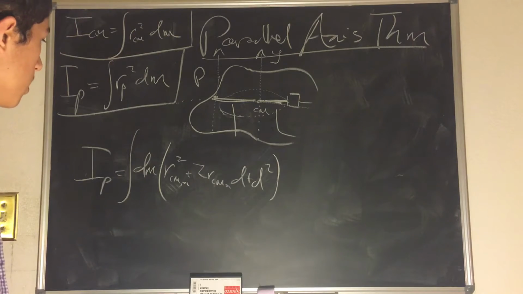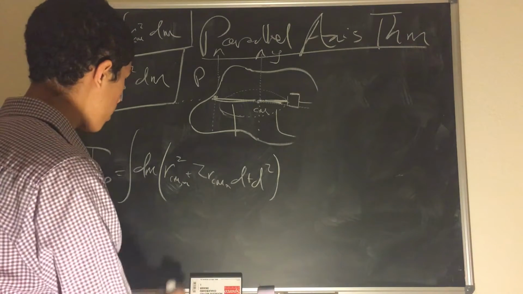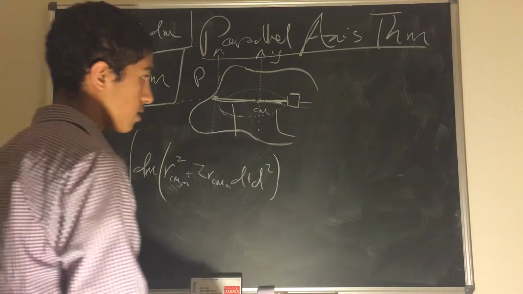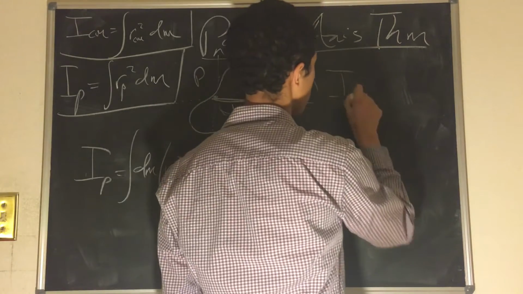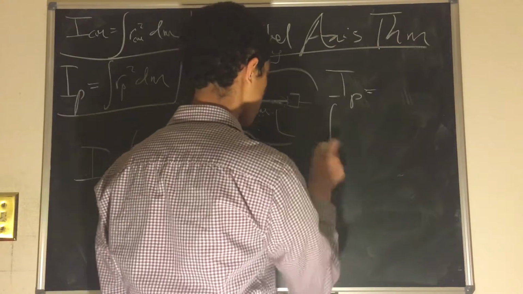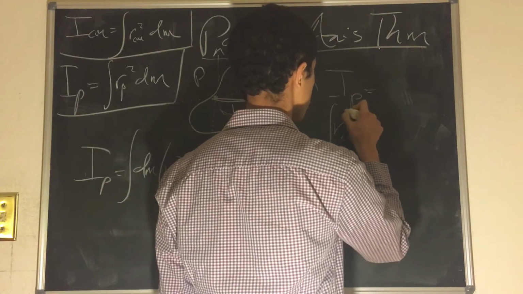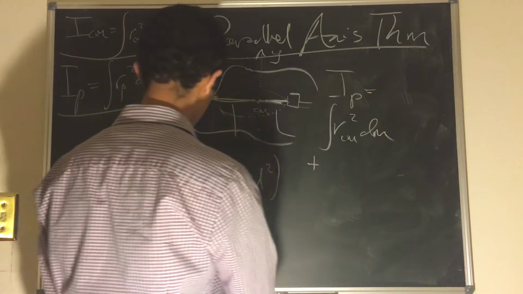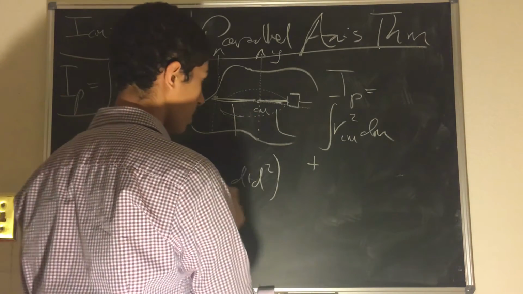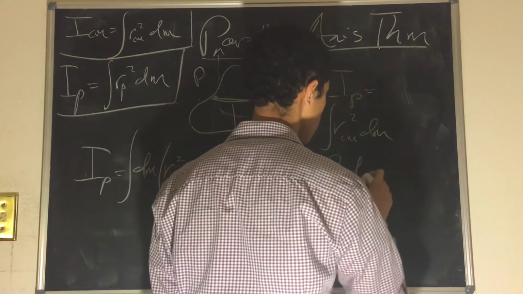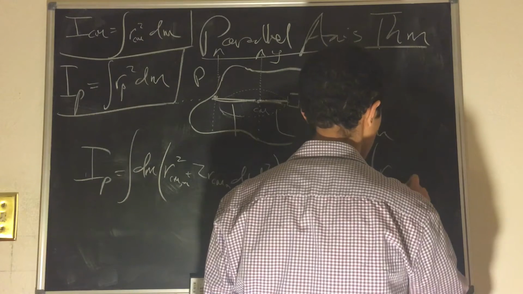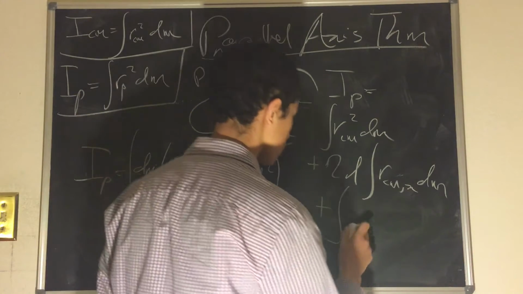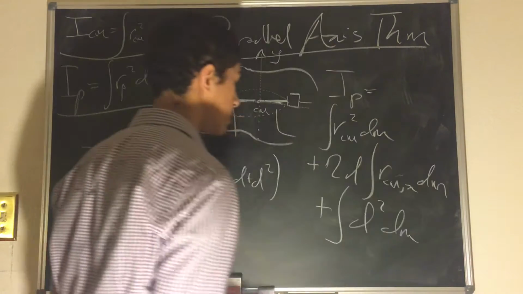When we expand this integral and separate the integral of a sum into a sum of integrals, we have I_P is equal to the integral of r_CM squared dm, plus 2d times the integral of r_CM,x dm, and then plus the integral of d squared dm.